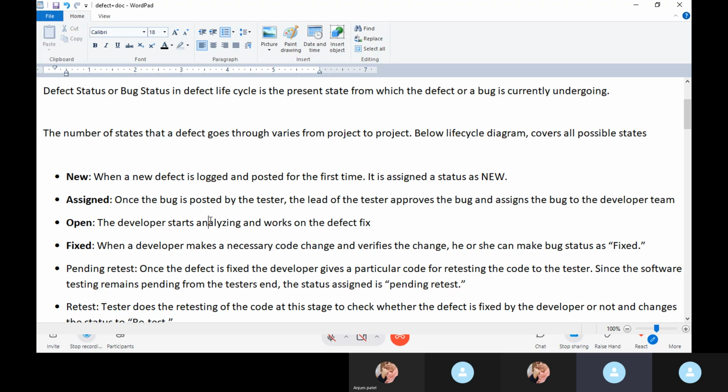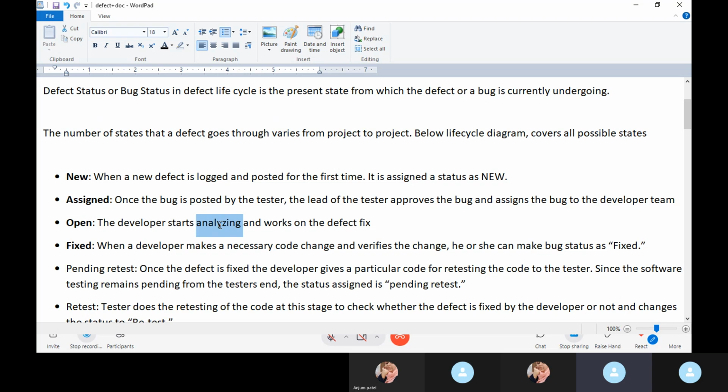When a tester finds a defect, he creates a defect. At that time the status of the defect will be new. Once the bug is posted by the tester, the lead of the tester approves the bug and assigns it to the development team. When the bug is assigned to the development team, the status will be changed to assigned.